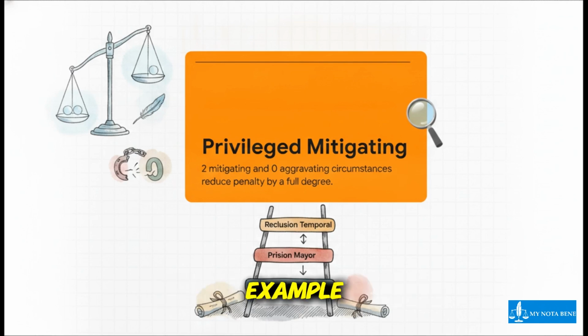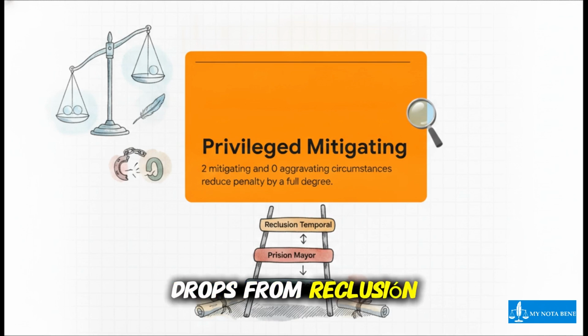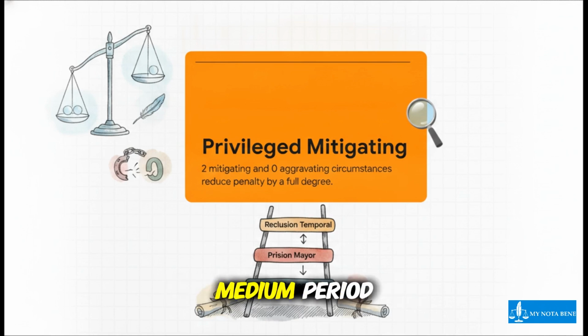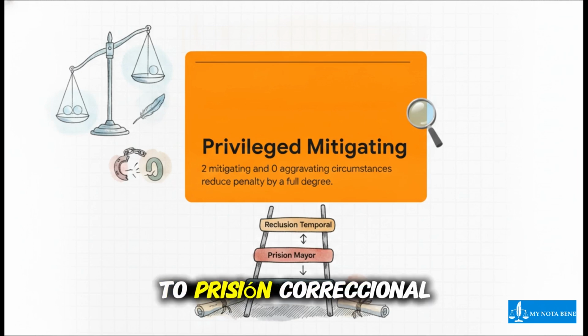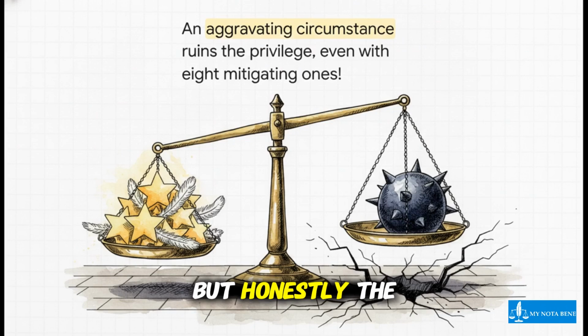For our homicide example, the maximum penalty drops from reclusion temporal down to prisión mayor in the medium period. Then, to find the minimum penalty, we drop another full degree down to prisión correccional. But honestly, the law is incredibly strict about this privilege. It's almost funny how rigid this is.